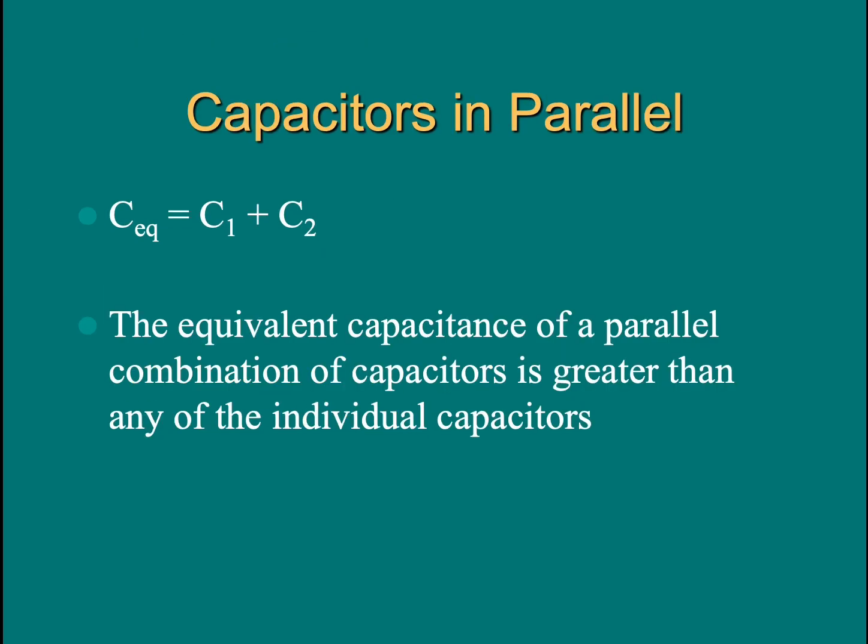The equivalent capacitance of a parallel combination of capacitors equals C1 plus C2. If we have more than two capacitors, then the equivalent capacitance would be equal to the sum of the capacitances of all capacitors in parallel.